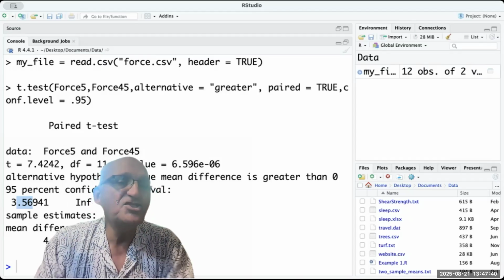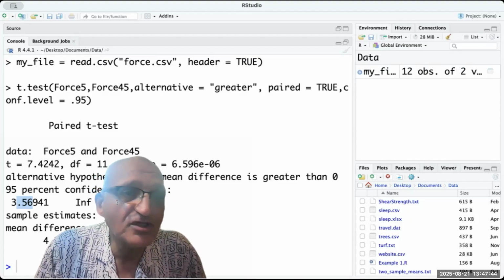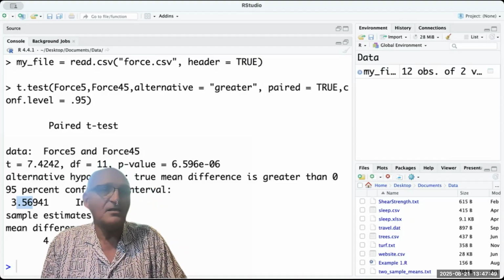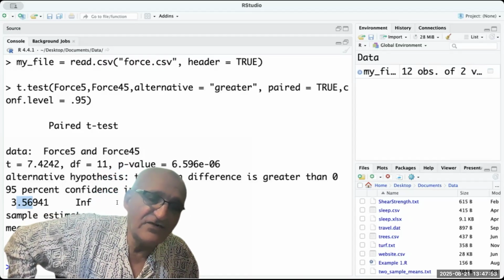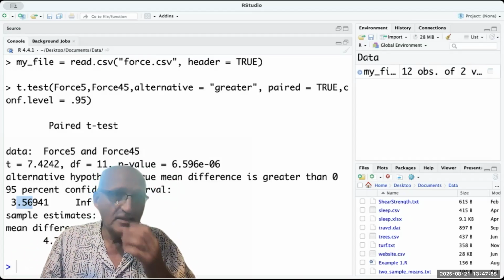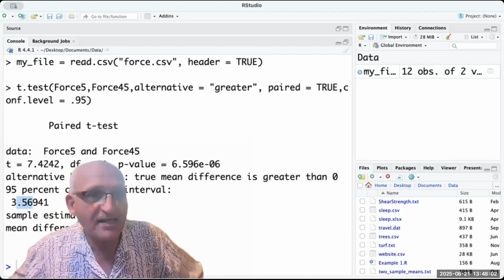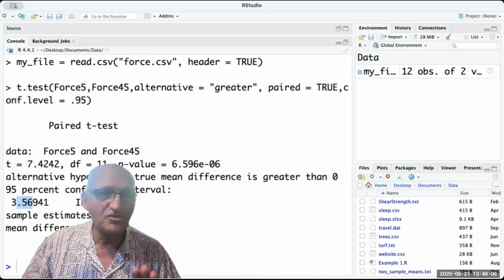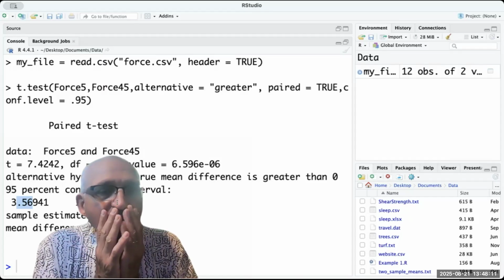And that's why we reject the null hypothesis that force 5 and force 45 are the same and conclude that force 5 is higher. So the person is stronger when they flex their knee at 5 degrees versus 45 degrees, which makes sense. 0 degree is horizontal, so you return your leg to your back horizontally to the floor, and then you incline it 5 degrees versus 45. So at 45, it would be less strong.